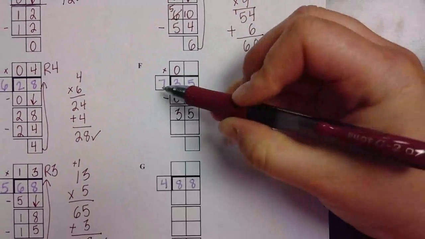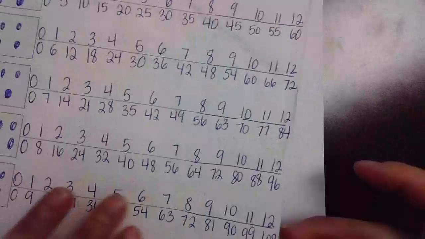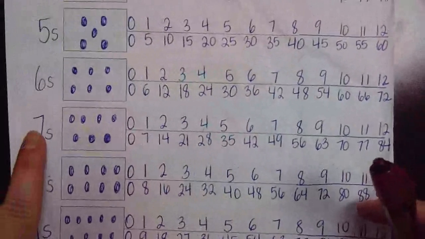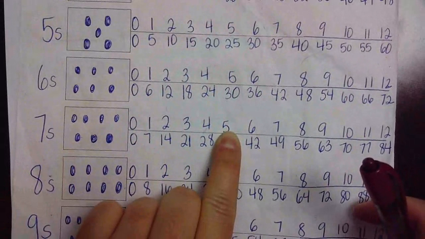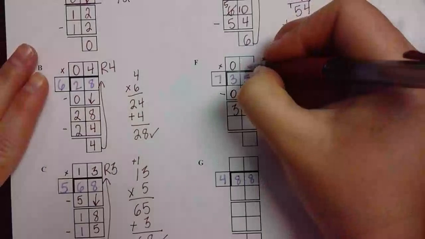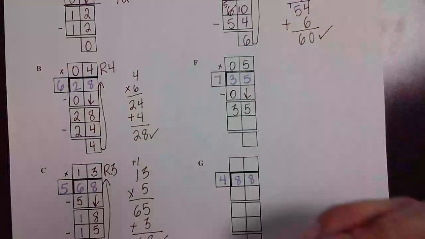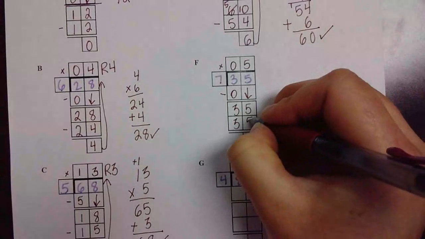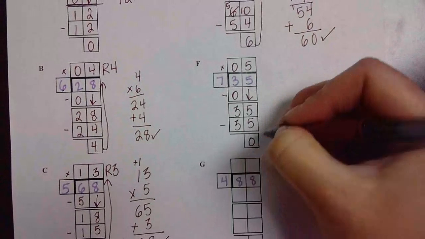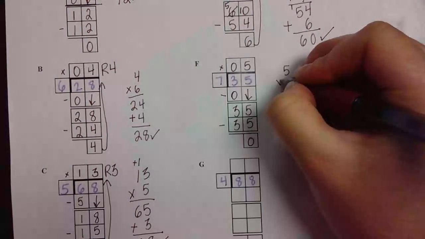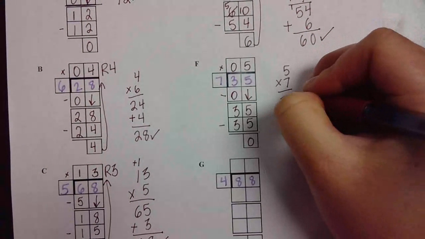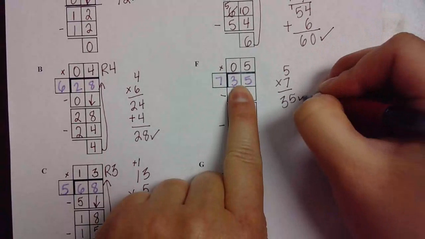So how many times does 7 go into 35? Here's my 7. How many times does it go into 35? Exactly. What's on top of the line? 5. It goes on top of the line here. 7 times 5 is 35. Subtract. And there's nothing more to bring down. So I have a remainder of 0. So 5 times 7 is 35. Is that our dividend? Check.